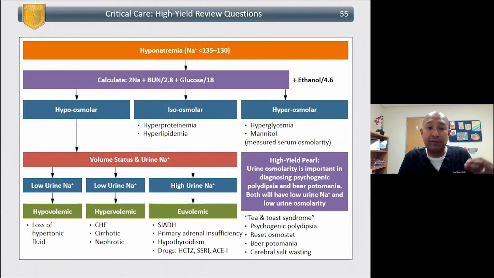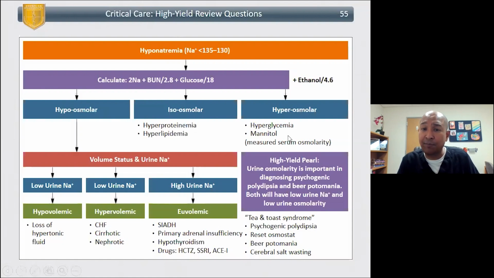And why do you sometimes want to calculate and measure it? Well, if you want to calculate the osmolar gap. And you and I know when they're going to ask about the osmolar gap, when they give you a toxic alcohol, something like ethylene glycol, something like methanol, always think about that osmolar gap. Once you calculate serum osmolarity, you can bring it into 3 main categories: hypoosmolar, iso-osmolar, and hyperosmolar.